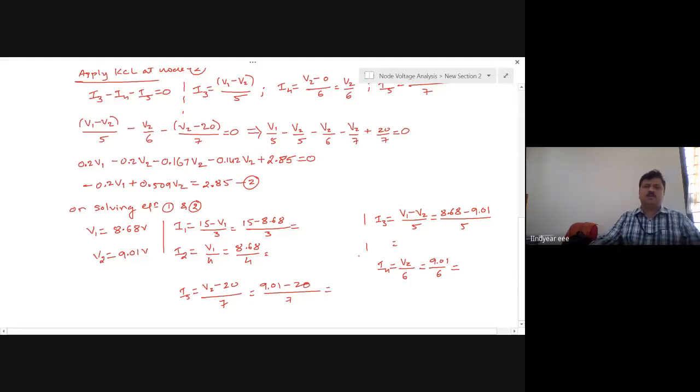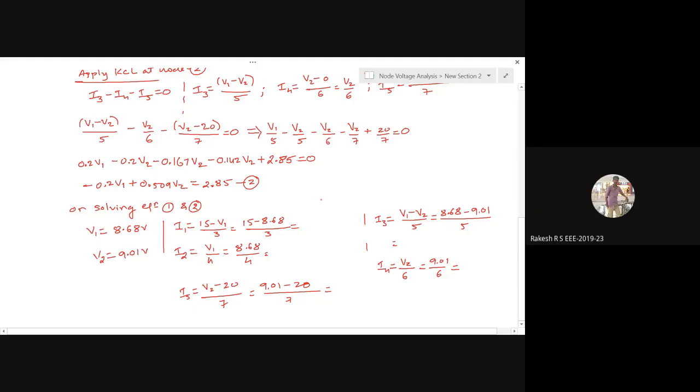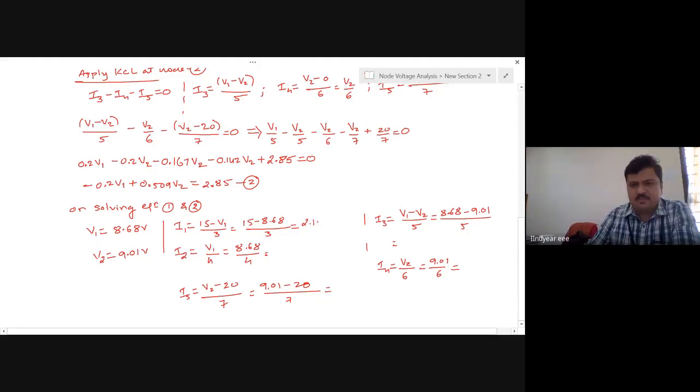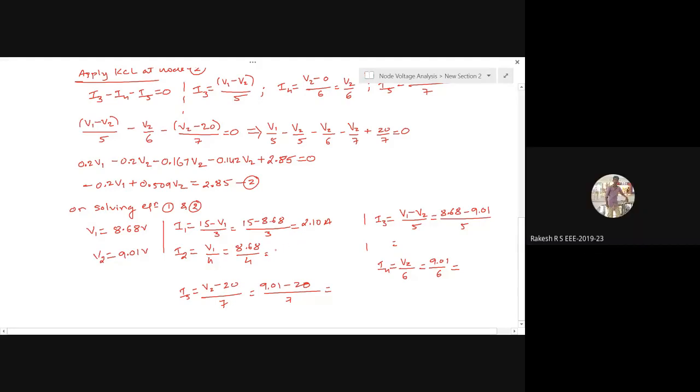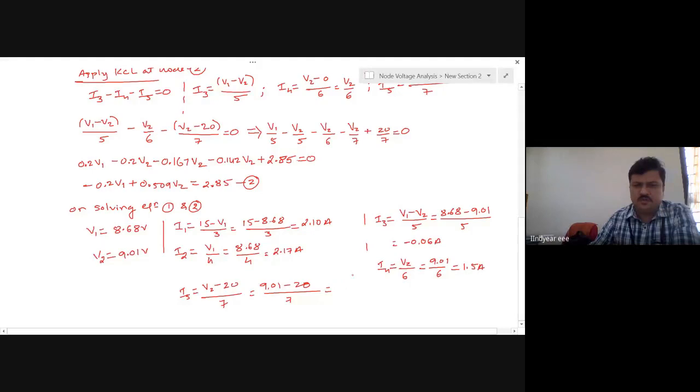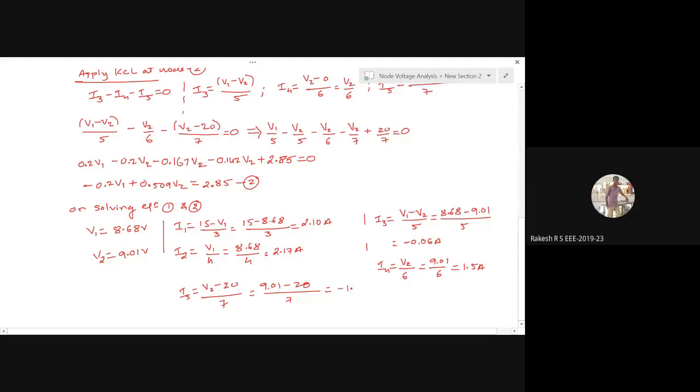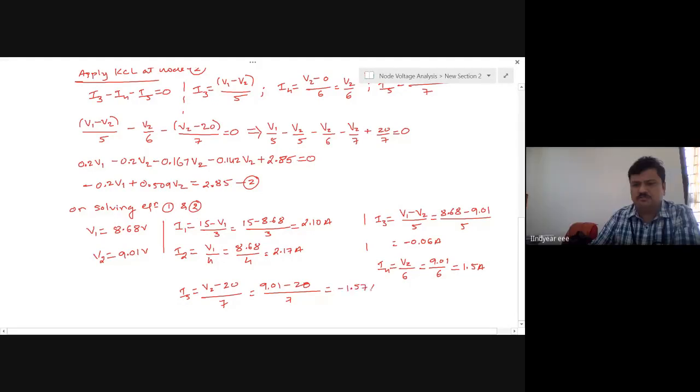The value of I1 is 2.10 amps. I2 is 2.17 amps. I3 is minus 0.06 amp. I4 is 1.5 amps. I5 is minus 1.57 amps. All are getting the same.